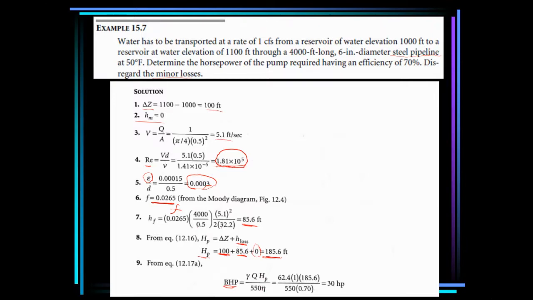And then what is the power of the pump, the horsepower? It is gamma Q HP over 550 eta for imperial units. Gamma is already known, and we already found HP; this is rho g for water. Eta has been provided in the problem, so the pump is 30 horsepower. It's a big one, a high capacity pump. To lift water to a one-story building, you may need maybe 1 or 1.5 horsepower. So this is 30 horsepower because of the elevation difference, 30 meters. The height is much.